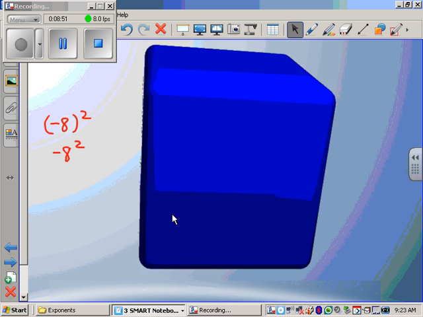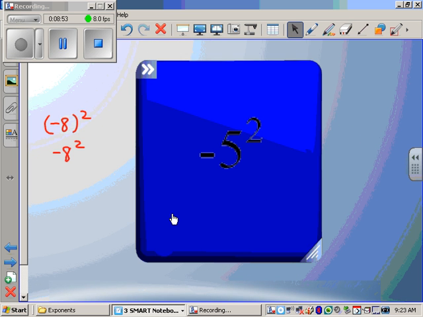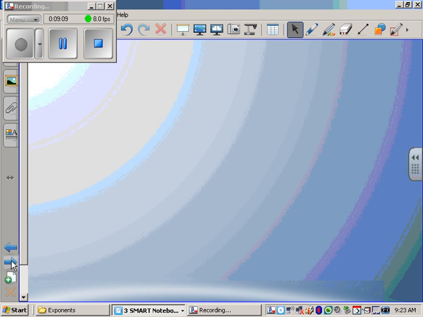We've done this one. This is just a random problem. Let's do this last one. Negative 5 squared. So this will come out negative because the 5 is not in parentheses. So only the 5 will be squared, and the negative will drop down. And that is the end of this lesson.